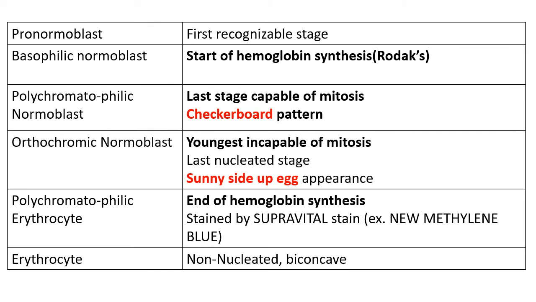Okay, description naman ng bawat isa. Pronormoblast is the first recognizable stage dahil ang mga progenitor and stem cell are not recognizable. And this is the first stage to be recognized under microscope. Basophilic normoblast, dito ang umpisa ng hemoglobin synthesis according to Rodak. Okay? Dito ang start, and ang last stage supposedly ng hemoglobin synthesis is your polychromatophilic erythrocyte.